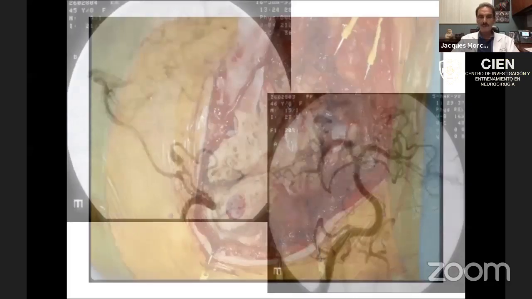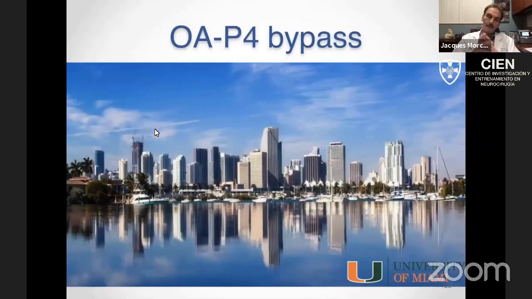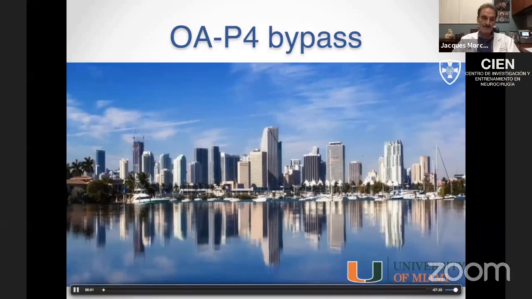I did an occipital to PICA bypass. There is an occipital artery, like I showed you. I'll show you another more recent case of occipital artery to a P4 bypass.